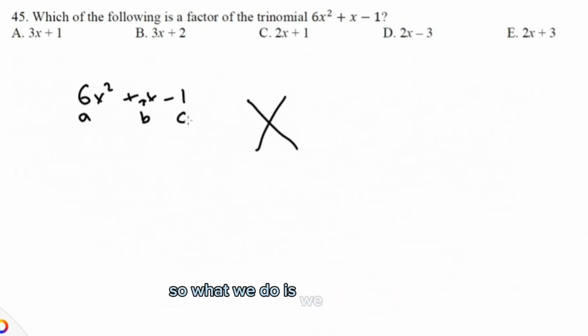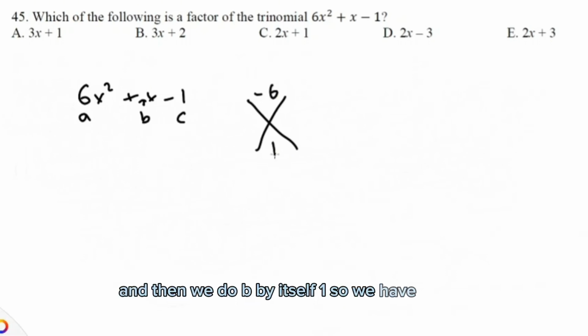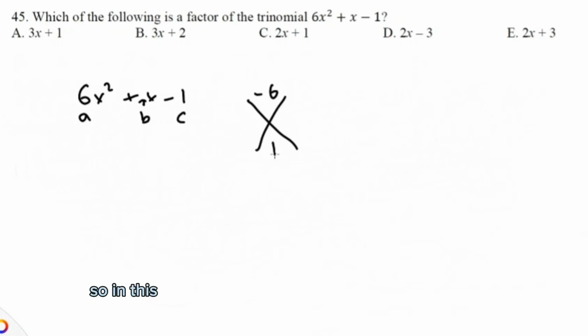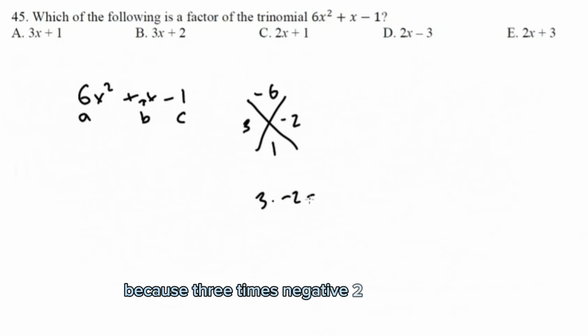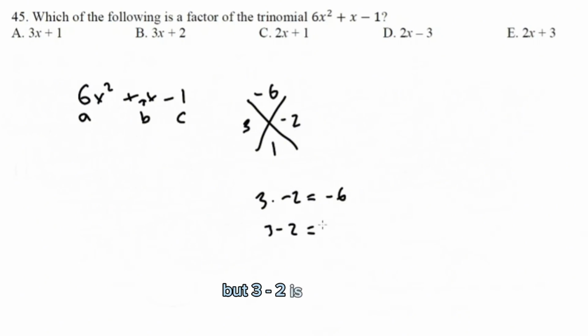Alright, so what we do is we do a times c, which is 6 times negative 1, so negative 6. And then we do b by itself, 1. So we have to find two numbers that multiply to negative 6, but they add to 1. So in this case, two numbers that multiply to negative 6 and add to 1 are 3 and negative 2. Because 3 times negative 2 is negative 6, but 3 minus 2 is 1.